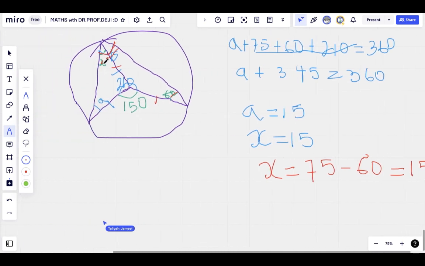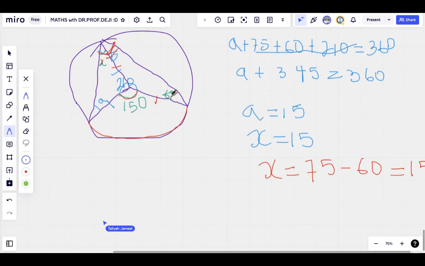This X is 15. How? Because they both stand on the same arc. Angle at the center, this angle at the center, is twice whatever is here. So to get what is at the circumference, which is the whole of this, you divide this one by 2. You say 150 divided by 2. So you get this one. So it will be 75.